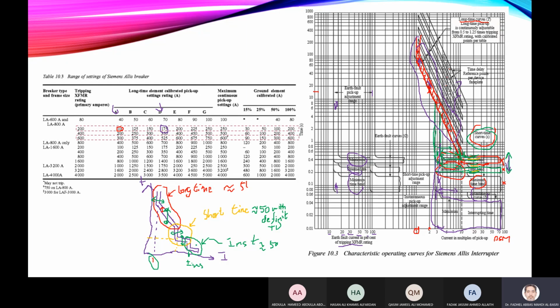For the instantaneous, I cannot change time. I can change only the pickup setting. So these are the variations. Combining these three elements in the breaker will provide flexibility to provide coordination and the best protection for sensitivity and selectivity.